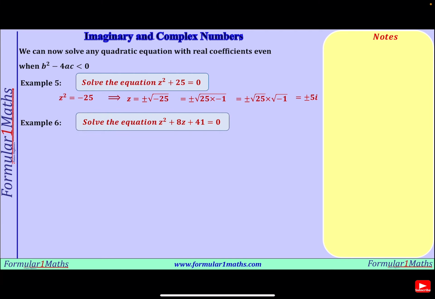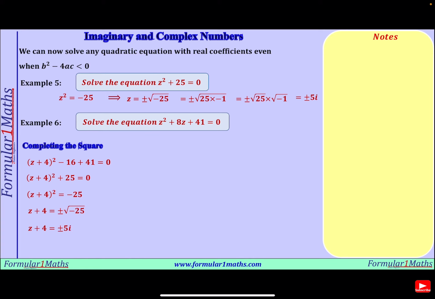Example 6. Here we can either use completing the square or the formula. So let's see how to use completing the square here. You start your completing the square like this. Simplify to get that. Take 25 over to the other side to get minus 25. Find the square root to get plus or minus the square root of minus 25.